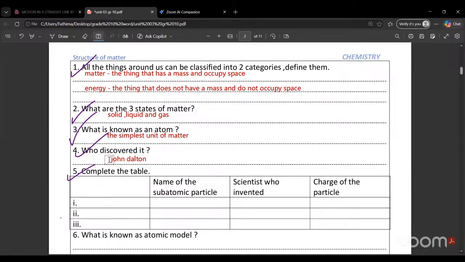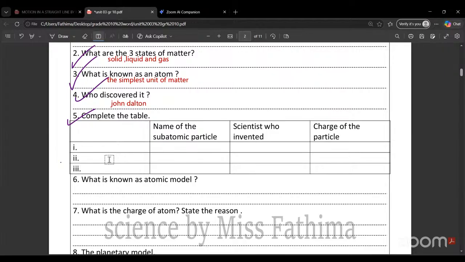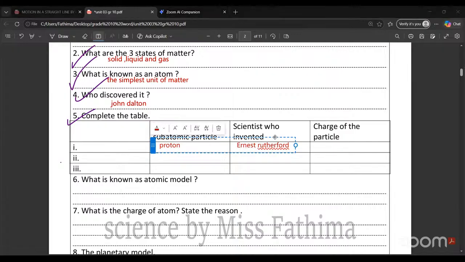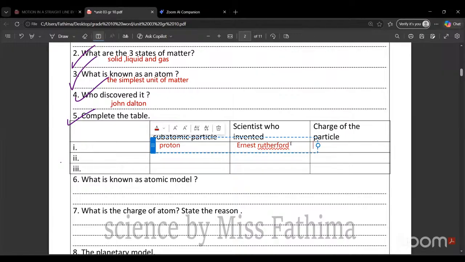Okay, then complete the table. First one, the very first subatomic particle is the proton. Who invented it? Ernest Rutherford. Then the next question is charge. The charge of the particle is positive charge. Right?